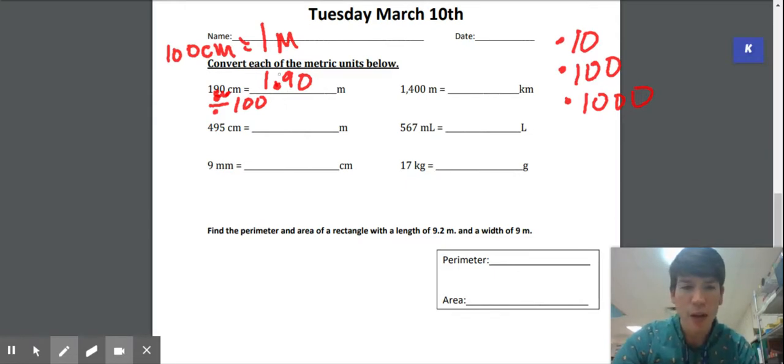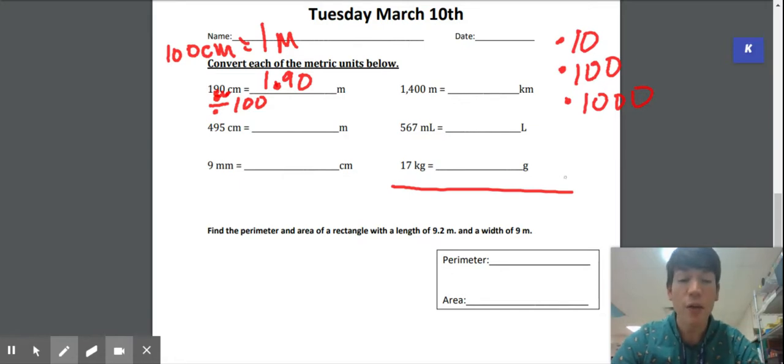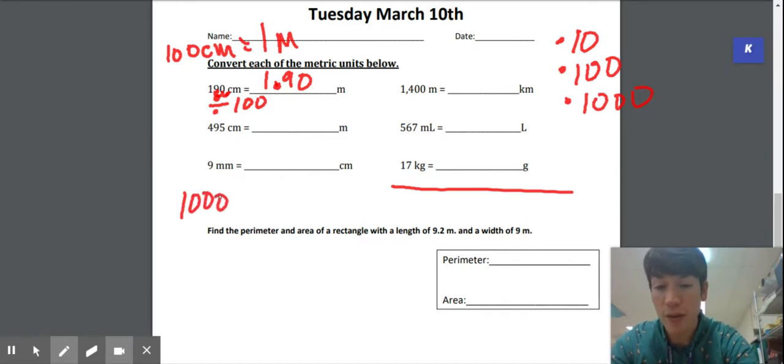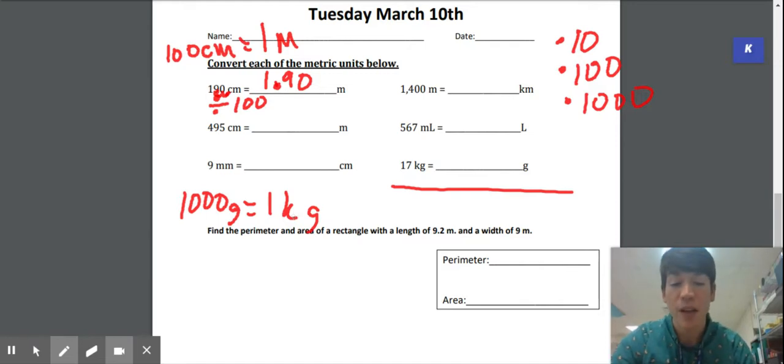All right, let's try another one. Let's do the last one here, this one at the bottom. It says 17 kg, which stands for kilograms, equals some number of grams. Now, I know grams are significantly smaller than kilograms, so I'm going to need a whole lot more of those. Remember that 1,000 grams equals 1 kilogram. That prefix kilo means 1,000. So I know in this case that I'm going to be multiplying by 1,000.